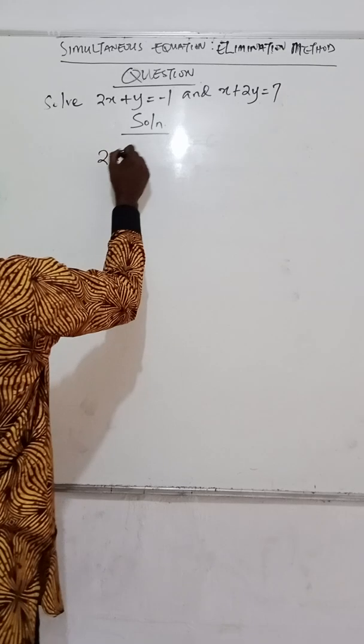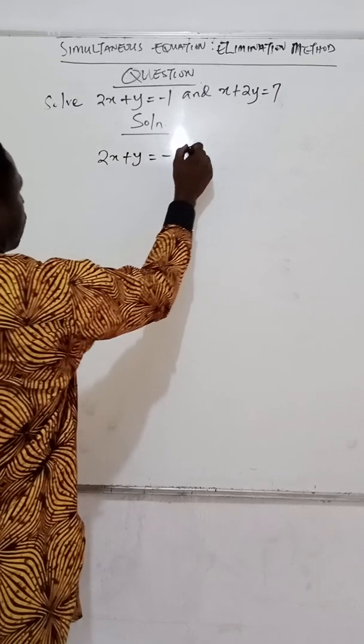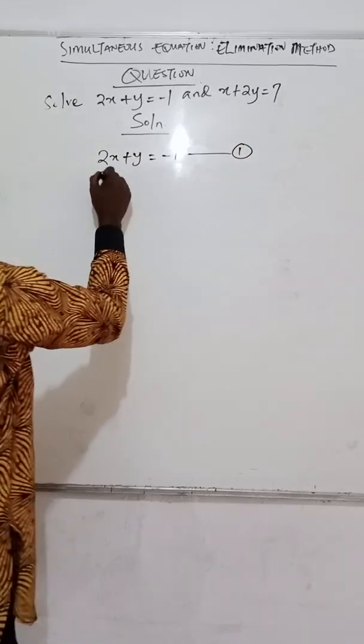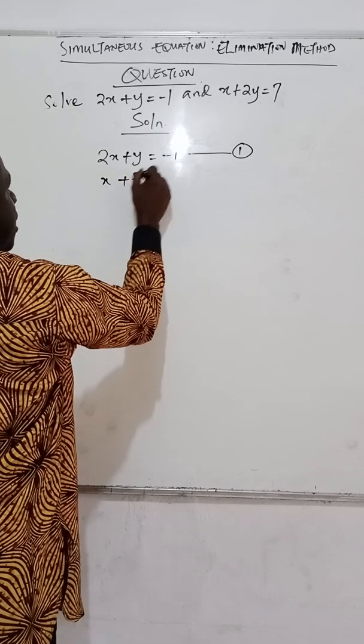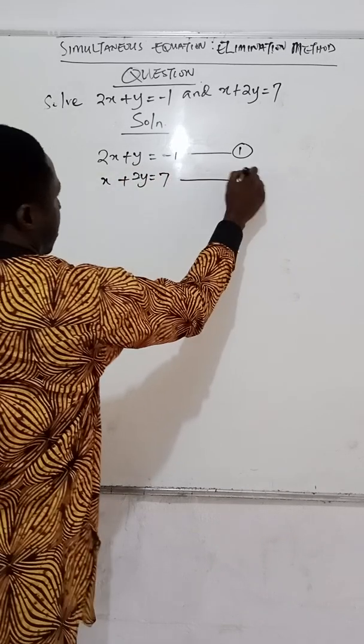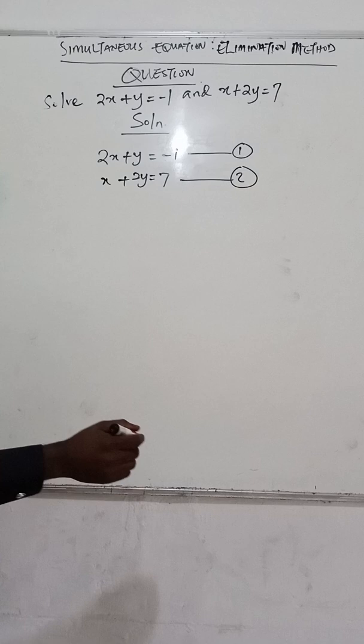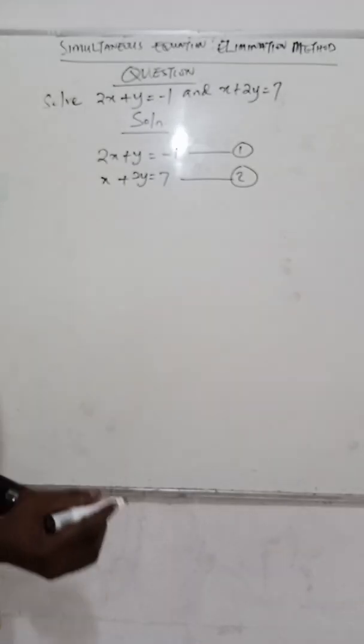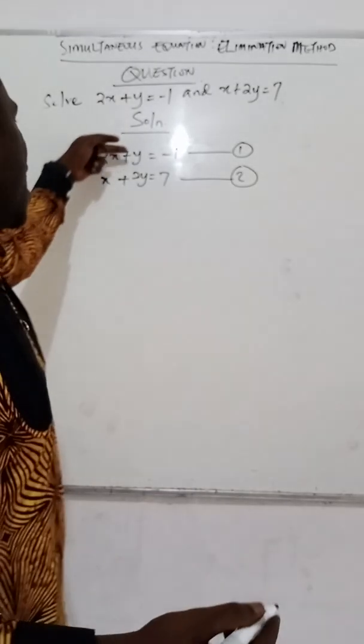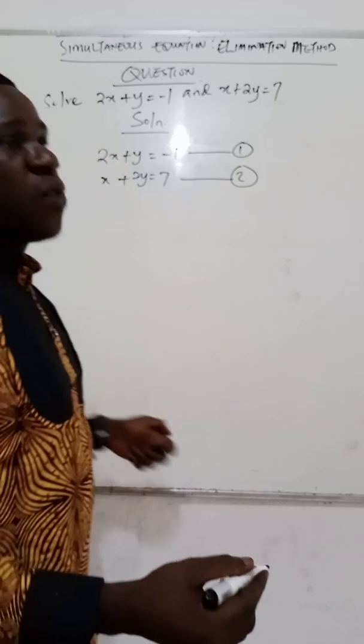This is the equation 2x plus y equals minus 1. Call it equation 1. And we have x plus 2y equals 7 as equation 2. How do we solve this? The first thing we can decide is to eliminate the terms in y.